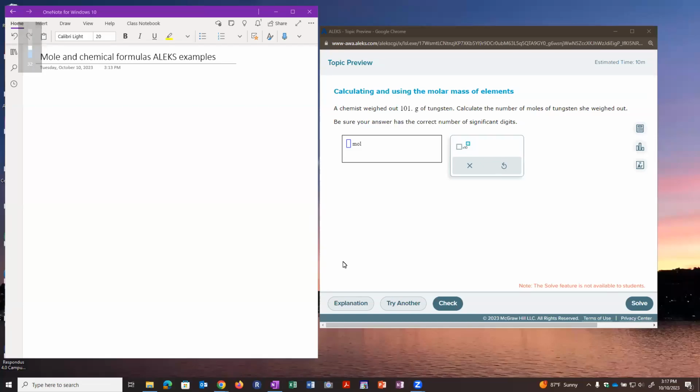All right, so we'll take a look at some of the sample questions from the week 9 mole and chemical formulas topics in ALEKS. The first one here, we're asked to calculate and use the molar mass of the element. It says a chemist weighed out 101 grams of tungsten.